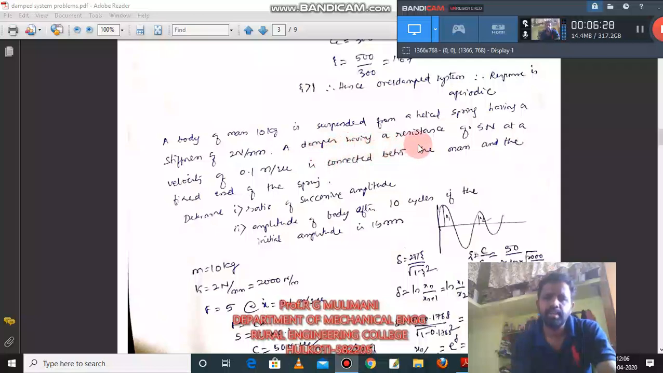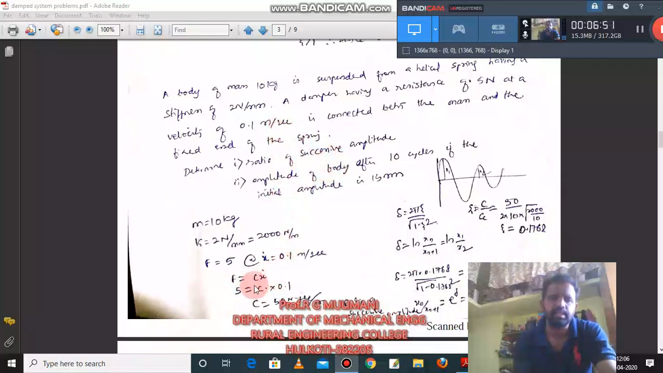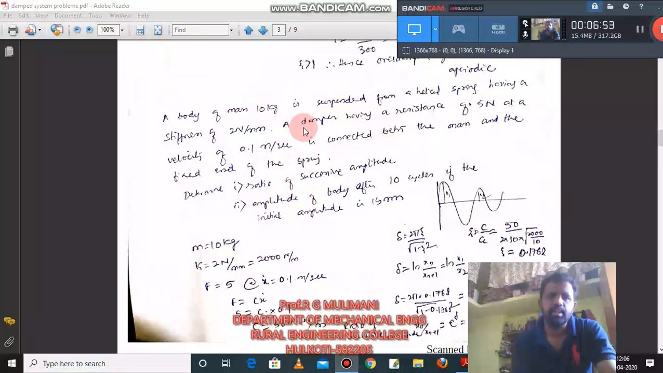A damper having a resistance of 5 Newton at a velocity of 0.1 meter per second. I said earlier, if the damping force and velocity are given, then the damping coefficient can be calculated using F is equal to Cx dot. This is F, 5 Newtons, and x dot is the velocity, 0.1. C you find by this equation. So we have mass, stiffness and C, that is the damping coefficient. Now we have these values.